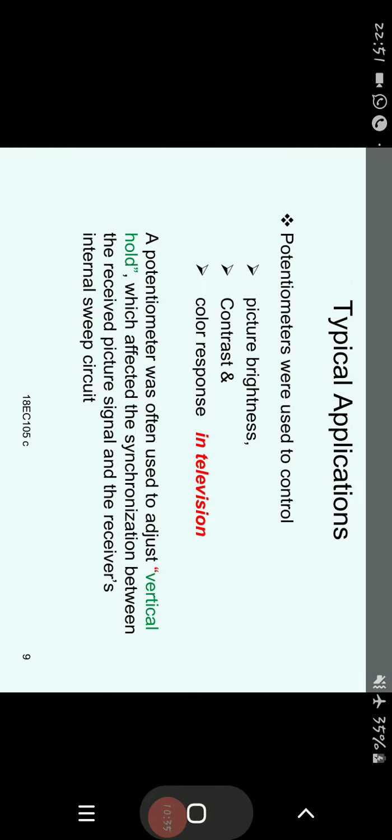A potentiometer was often used to adjust the vertical hold, which affected the synchronization between the received picture signal and the receiver's internal sweep circuit. So this used to be sometimes in the old model televisions, and this control of V hold they used to call was sometimes provided on the rear side of the TV. Though it's not there nowadays.